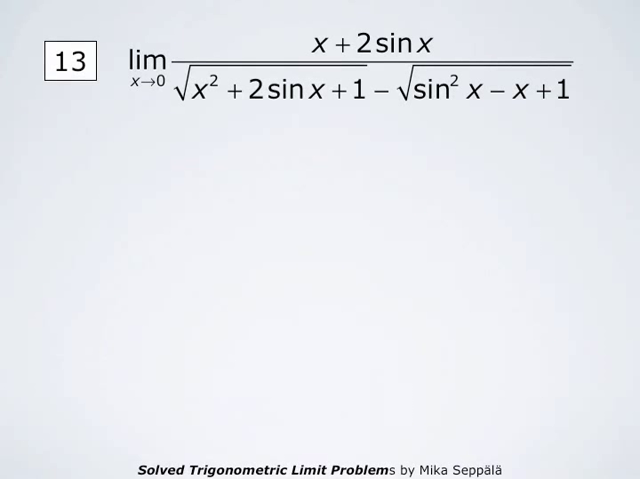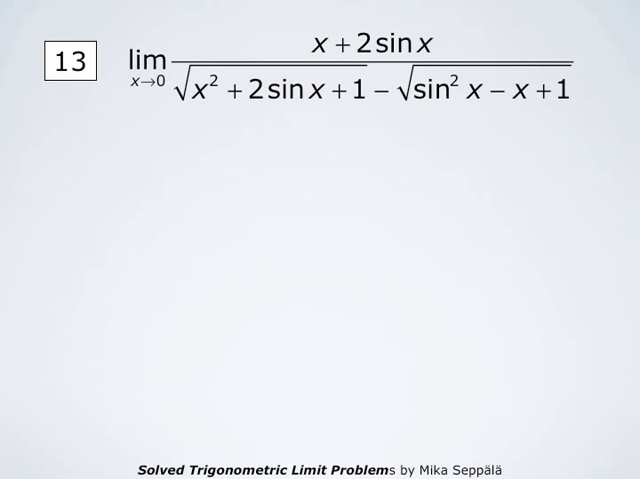In this problem, we have to compute the limit as x approaches 0 of x plus 2 times sine of x divided by square root of x squared plus 2 times sine x plus 1 minus square root of sine squared of x minus x plus 1. Here, a direct substitution would result in 0 divided by 0, which is not a number. So direct substitution does not work. We have to perform a rewriting.